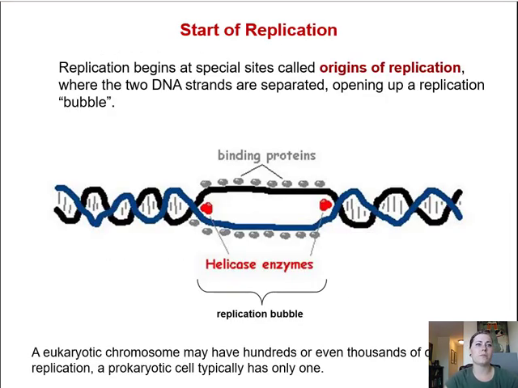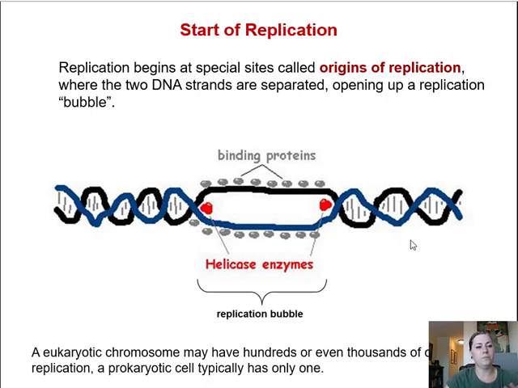So now that we've covered the history of DNA replication and how these experiments were done and these discoveries were made, we're going to get into how DNA is actually replicated. So the replication of DNA begins at special sites called the origin of replication. The origin of replication is composed of a specific sequence of nucleotides. At that sequence, the two strands of DNA will be separated, which will open up a replication bubble. This picture right here shows you an illustration of what a replication bubble looks like.